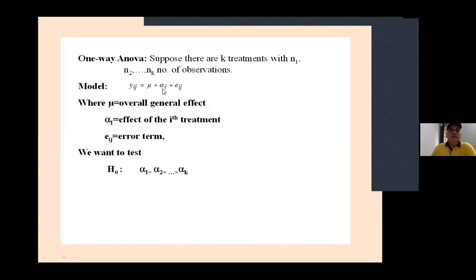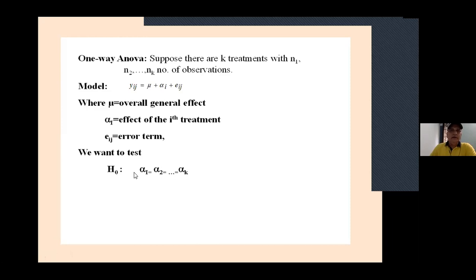So if there are K treatments, it will be alpha 1, alpha 2, up to alpha K. And I want to test whether the effect of all the K treatments is the same or there is a difference. How can I check? By looking at the response variable, let's say recovery time. You give treatment number 1 to one group of patients, and then there is an independent group to which you give the second treatment, then the third treatment, then the fourth treatment, so there are, let's say, 4 groups. So basically my hypothesis will be that alpha 1 equals alpha 2 equals alpha 3 equals alpha 4. This I want to test.